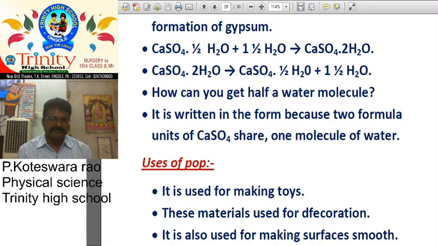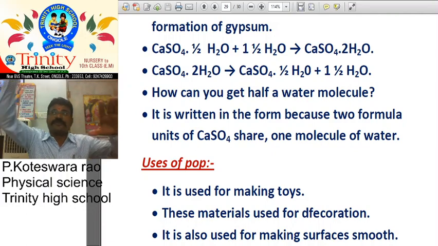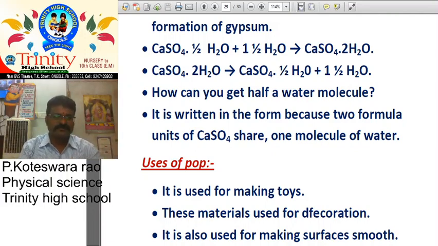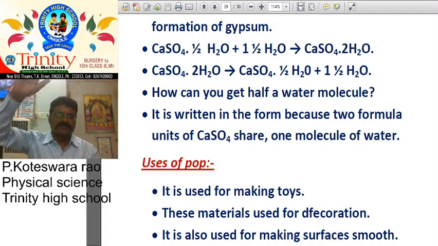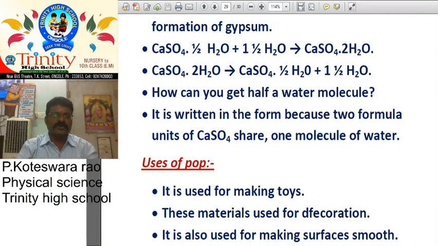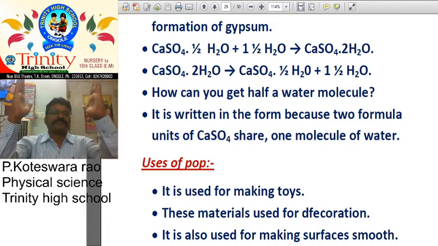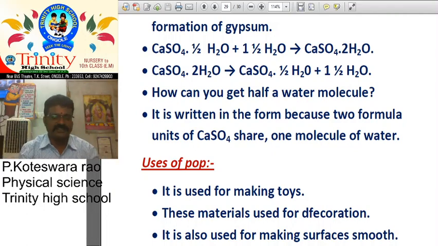Second, these materials are used for decoration. Do you know, if any building is newly constructed, in front of it they use different types of shapes, like a wheel, some hexagonal shapes, some circle shapes, some oval shapes. All these shapes are prepared from plaster of Paris.